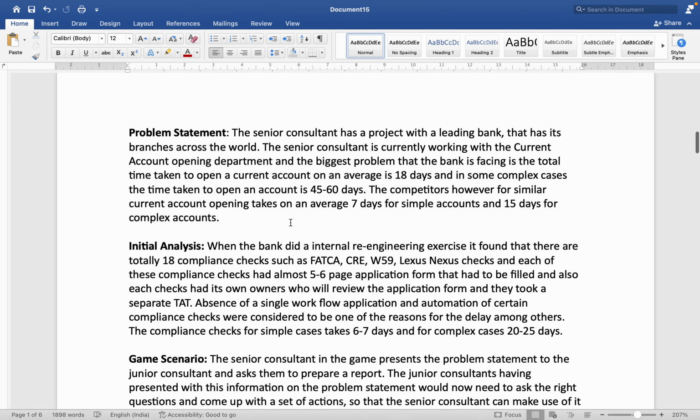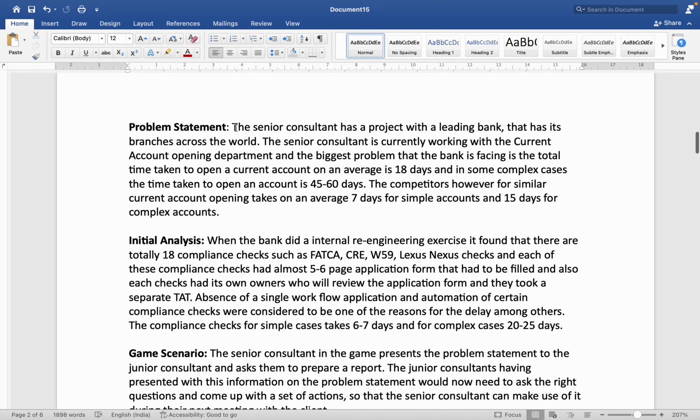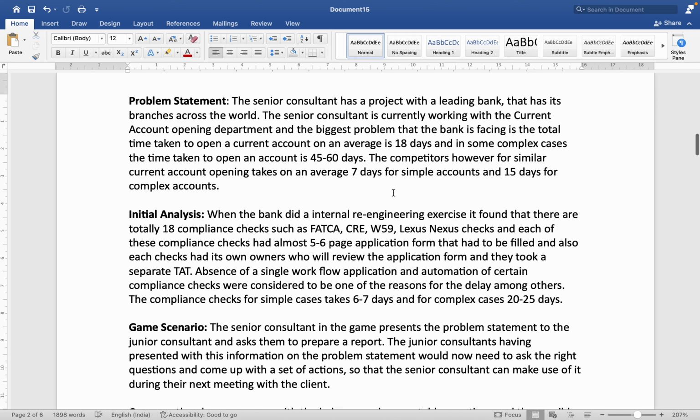What I've done is set the context of what the player would be seeing in the game. The non-playing character, or the avatar in the game, is going to be played by the AI, and the player would be interacting with the AI avatar. So the senior consultant is the AI avatar who is handing over the project to the junior consultant, and he talks about a particular problem.